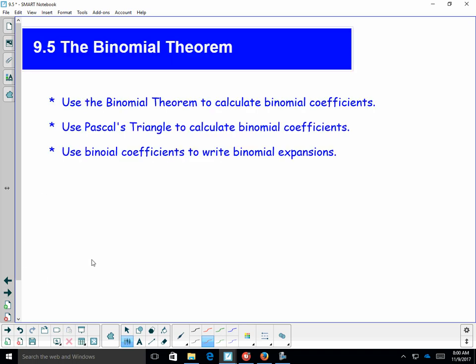All right, 9.5 is the binomial theorem. We're going to use the binomial theorem to calculate binomial coefficients, use Pascal's triangle to calculate binomial coefficients, and use binomial coefficients to write binomial expansions.